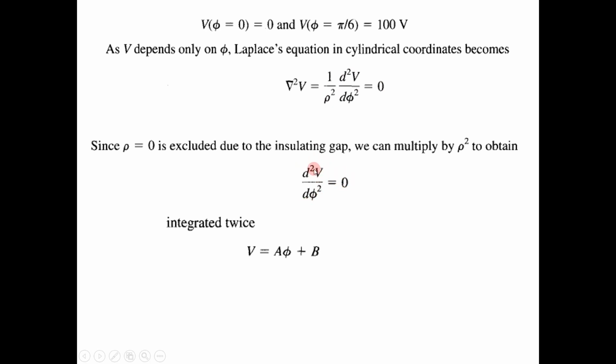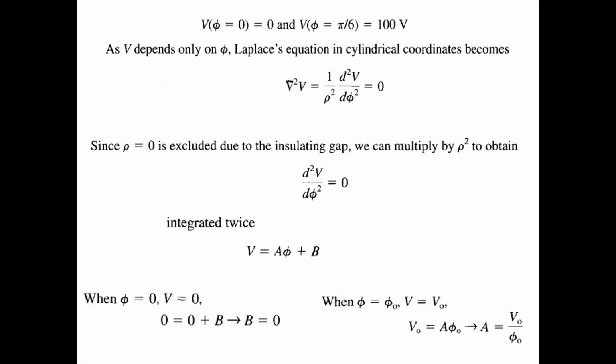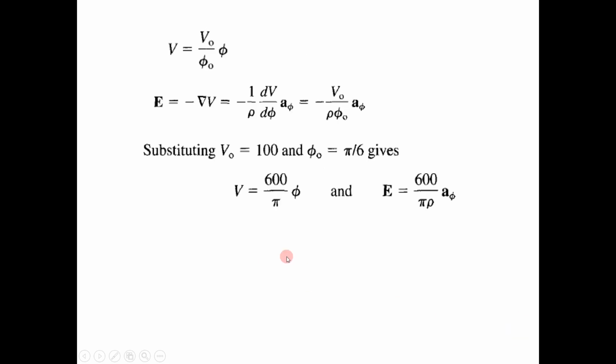Second order differential equation. So you are integrating it twice and you are getting two constants. To calculate the value of A and B, you apply these two boundary condition values in this equation. You got B as 0, A as V naught by phi naught. Substituting this, you get V is equal to V naught by phi naught into phi.